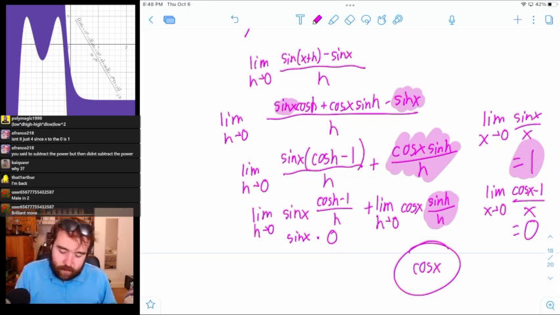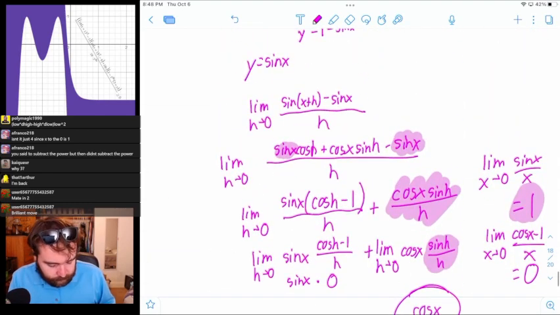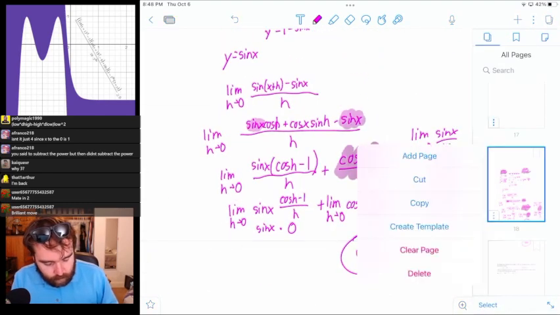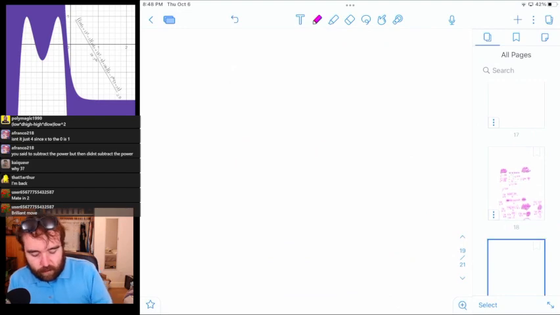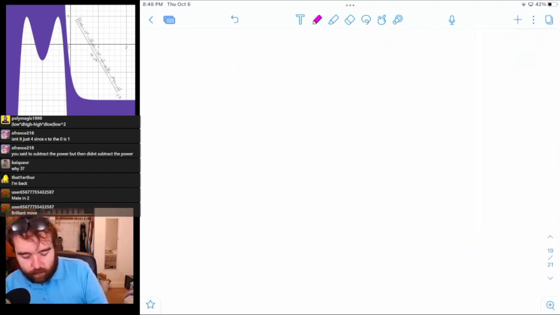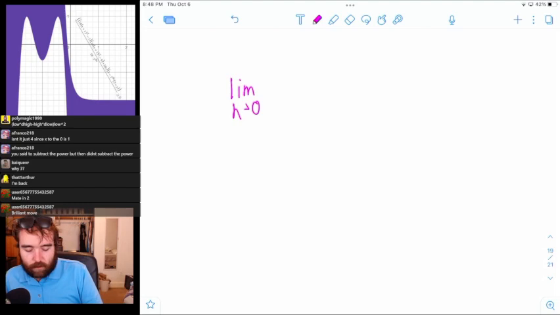Should we do cosine too? I feel like we're here. We might as well do cosine. We're going to need another page for that, though. Because it'll basically be the exact same thing. We'll use the sum of angle formulas. So... oh, wow. And is this just going to be negative because it's negative in the sum of angle formulas? That's going to be interesting.